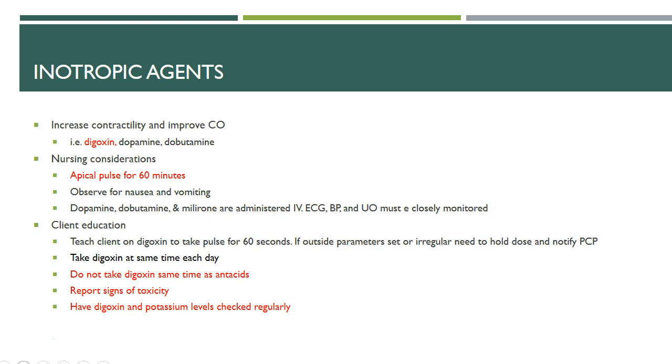Digoxin specifically, we're going to monitor the apical pulse for 60 seconds, not 60 minutes. I apologize for that. And you're going to teach the patient to take their pulse before taking digoxin. You want them to take digoxin at the same time every single day. You don't want them to take antacids at the same time. The antacids need to be taken 2 hours before or 2 hours after, no closer, because antacids can interfere with the metabolism of the medicine.